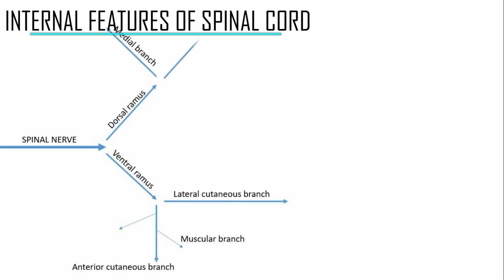The dorsal one further divides into medial and lateral branches. And this is how a typical nerve branches in our body.